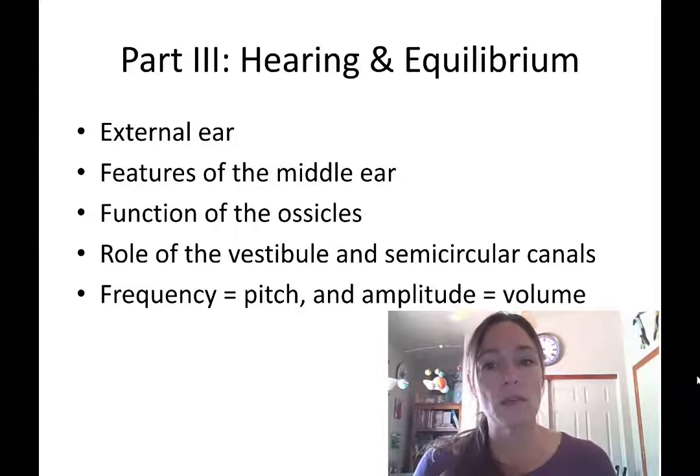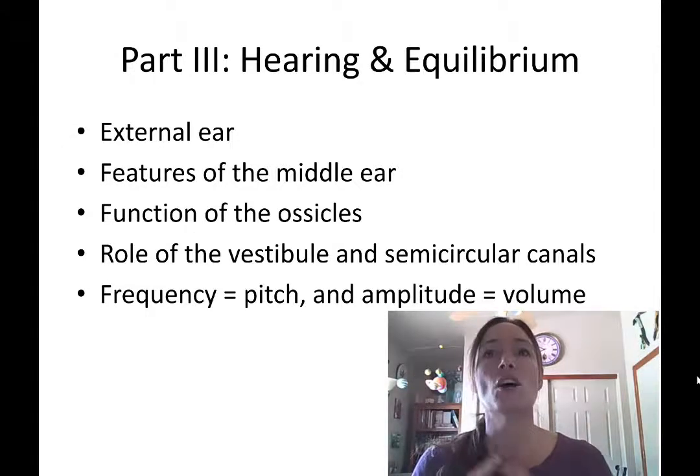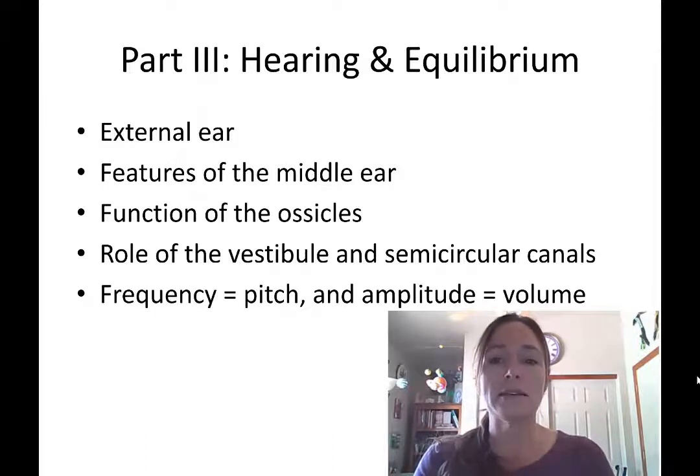The vestibule in the inner ear is the area where we have our static equilibrium. That's if we're leaning over or looking down a canyon side, but we are still, just leaning to a position. Whereas the semicircular canals are more of our dynamic equilibrium.